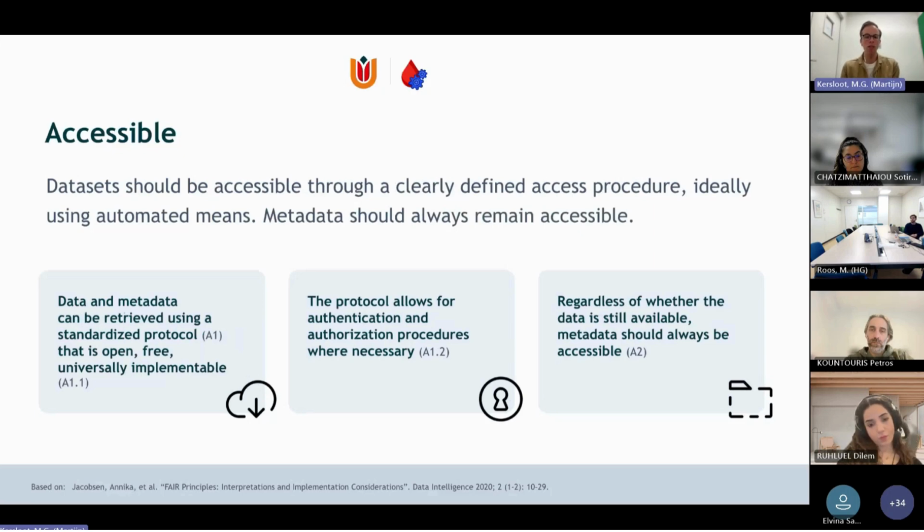And that protocol would then allow for authentication and authorization. So we should be able to see if someone has access to the data for a specific purpose. So again, that doesn't mean open access. You can really define the access procedures for that. And lastly, if the data is not available anymore, the metadata should still be there. So we know that someone did research about a specific topic, or we know who we can contact to get access to that data.